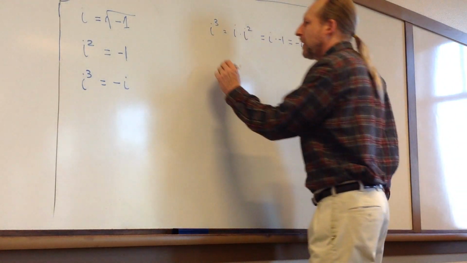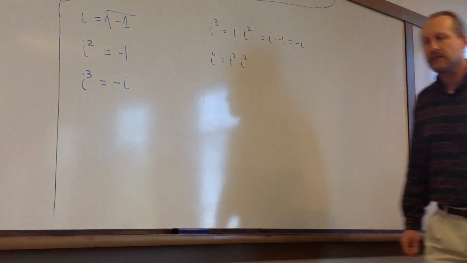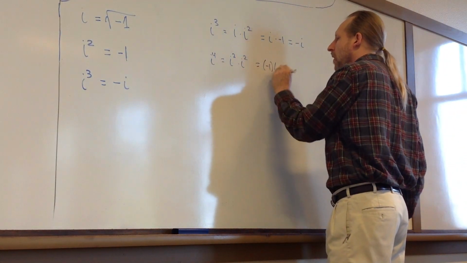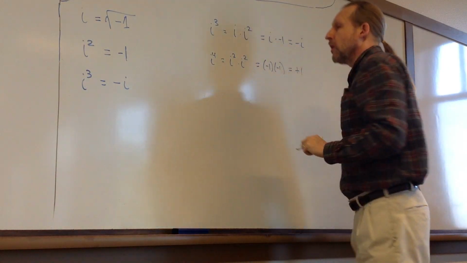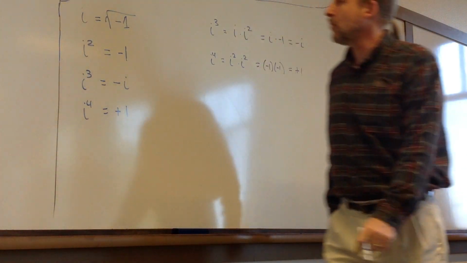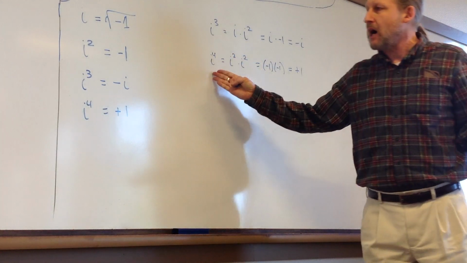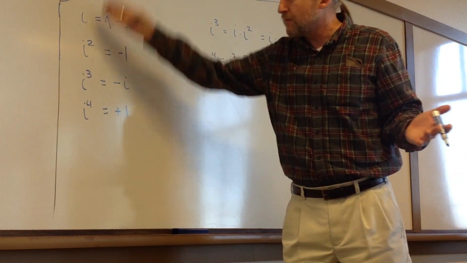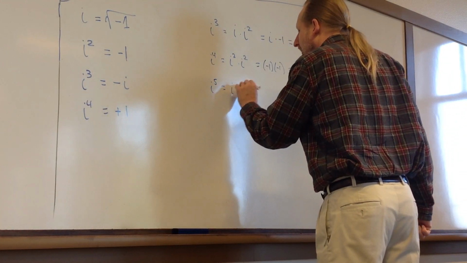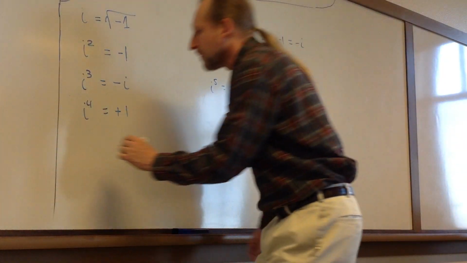What about i to the fourth power? i to the fourth power is i squared times i squared. Well, that's negative 1 times negative 1, which is positive 1. That means i to the fourth power is equal to positive 1. And that also means that any other power of i is going to be equal to one of these four quantities, right? Because i to the fifth power is now i times i to the fourth, which is i times 1, which is i.